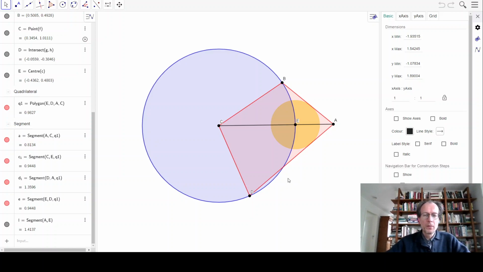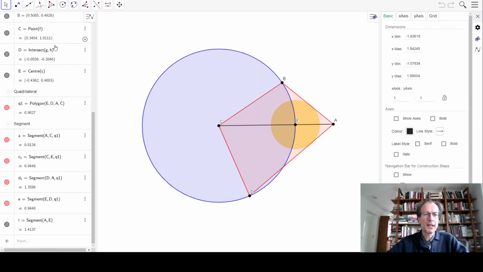In this video I'm going to treat the intermediate puzzle Eclipsing Earth, shown over here. It features two circles, a large blue one with its center C, and a smaller yellow one with its center E on the blue circle, and a cyclic equilateral quadrilateral A, B, C, D.